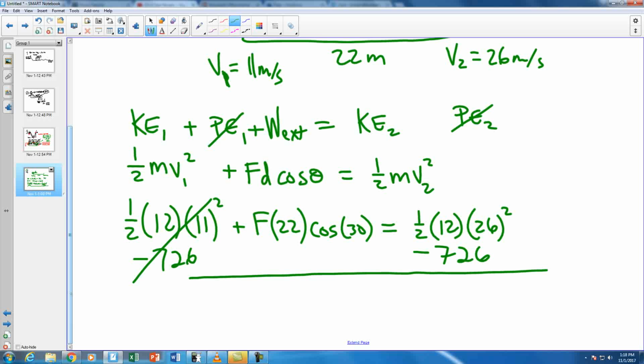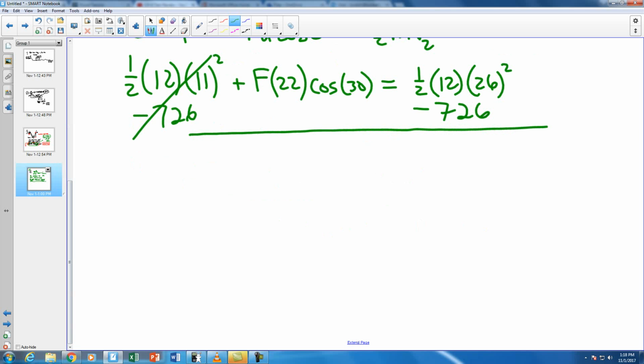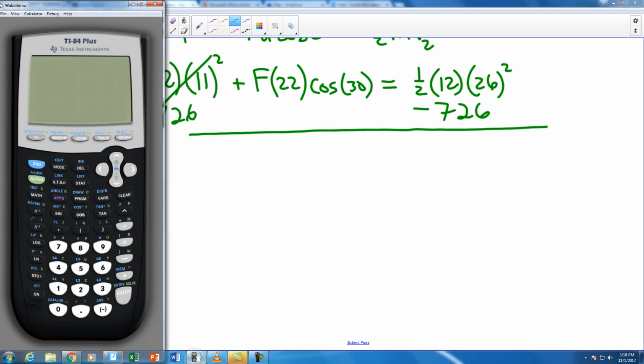And keep going. Let's grab my calculator. If I'm going to calculate some of these, you should do it in front of you. Over there I have 0.5 times 12 times 26 squared. It's 4,056. I'm subtracting 726. And that gives me 3330.